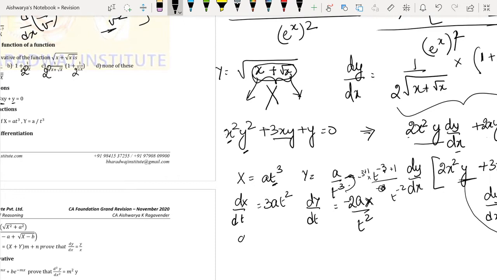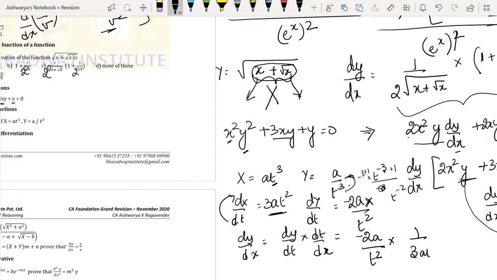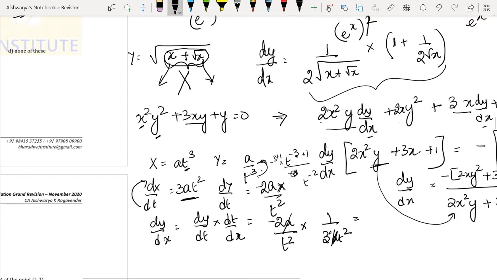Okay. So now dy by dx will be nothing but dy by dt multiplied by dt by dx. The other way around we take this. When we take this the other way around, what happens is minus 2a divided by t square in the denominator multiplied by other way around of this. So 1 by 3 a t square. So what will get cancelled is the a and the a here. The t into t will become t power 4. So you will have minus 2 divided by t power 4. Again there is a t out here.